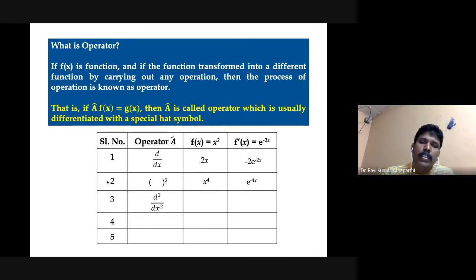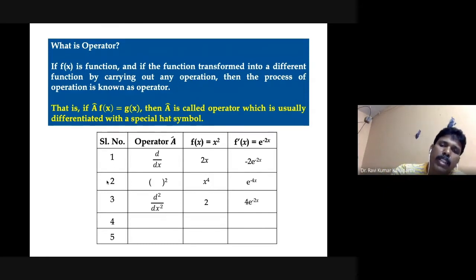You may be interested in the second derivative. Why are you confining yourself to the first derivative? You may be interested in the second derivative. So what is the second derivative of x squared? It is quite obvious that 2 is the answer.